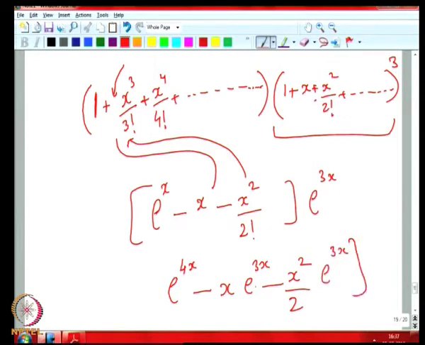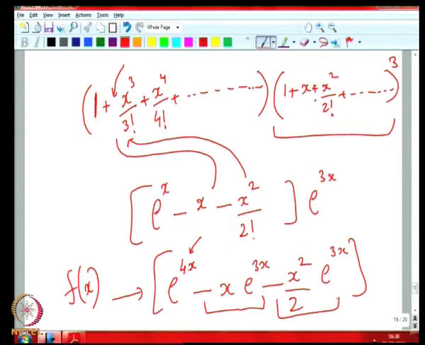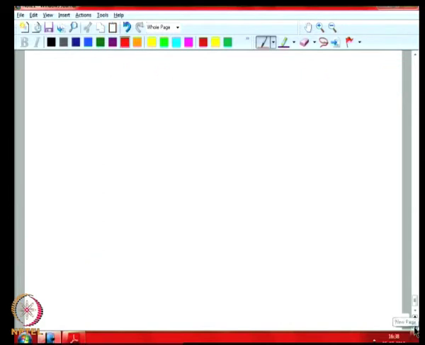Now, we are looking for the coefficient of x raised to 12 by 12 factorial in this exponential generating function, right. So, how do we know that? We have to take the coefficient of x raised to 12 by 12 factorial in the expansion of this, then from the expansion of this, and then from this, and add them up. How will you do that? For this e raised to 4x it is easy, we have already seen that.